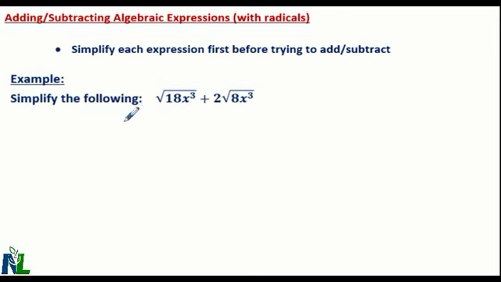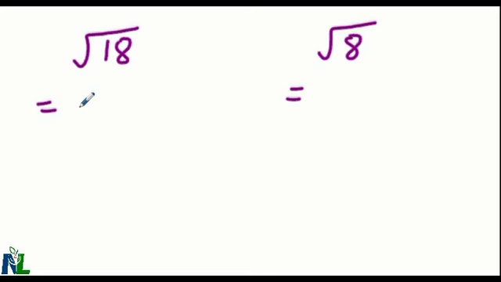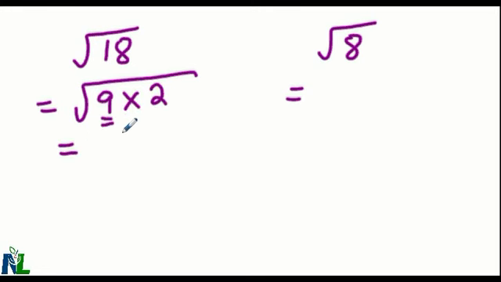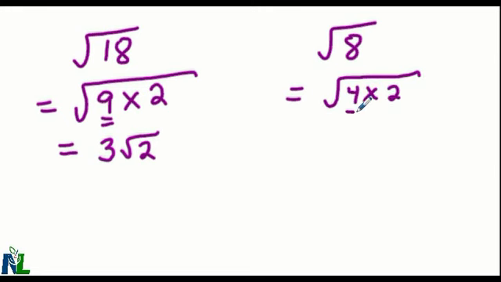I'm going to pursue it by simplifying both first. So I'm just going to take a minute to break down the square root of 18. I'm going to call that 9 times 2 using my largest perfect square. And I know the square root of 9, of course, is 3. So this is 3 root 2. 8 I know is 4 times 2. So I know the square root of 4 is 2, so that's 2 root 2.